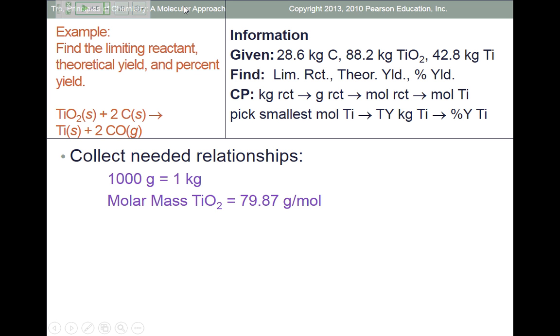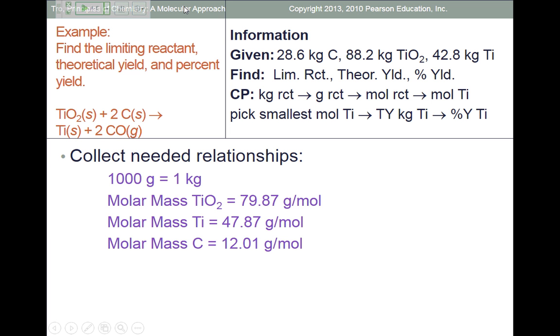We can calculate our molar mass of TiO2. Make sure you can do that on your own. Our molar mass of titanium is just from the periodic table because that's in its elemental form. So we can figure that out. Our molar mass of carbon, again, is in its elemental form, so that's just our atomic mass in the periodic table. And remember, this is all in grams per mole.